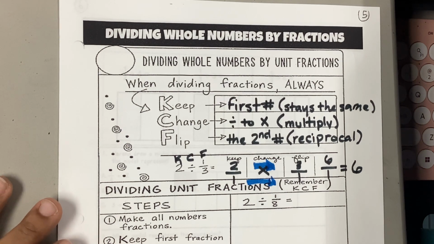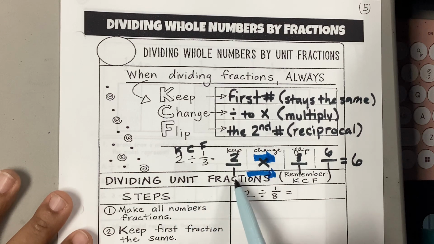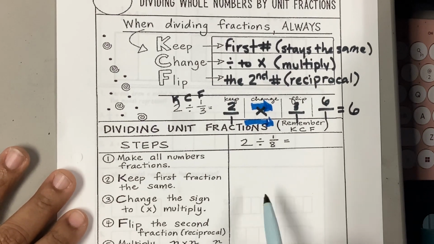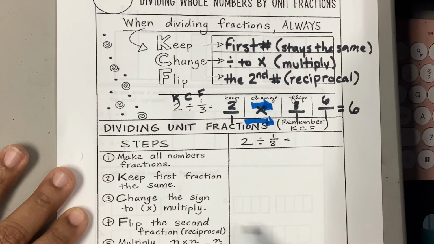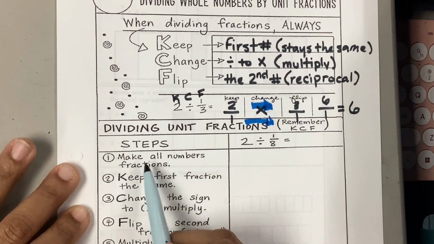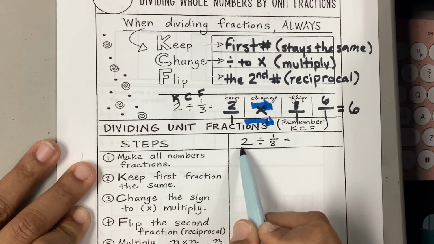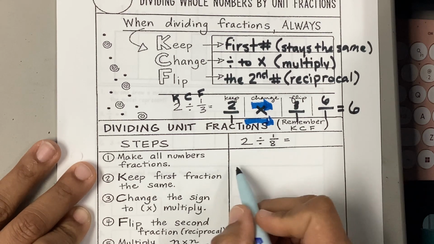Let's do another practice problem. So it says dividing unit fractions. Remember, KCF. So this is going to give us the step-by-step, and we're just going to follow each step as we go through. So the very first one says make all numbers fractions. So we have the equation 2 divided by 1/8 equals.